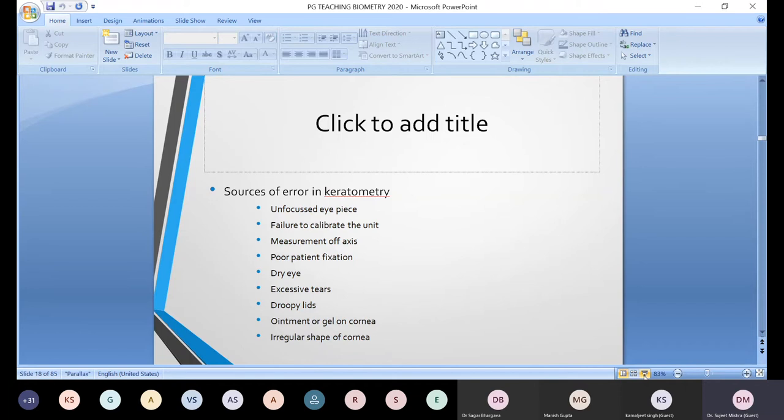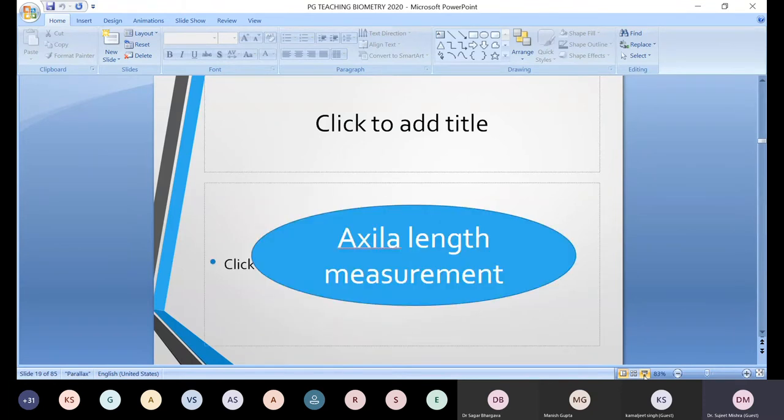Then there are many sources of error that may creep into the system, like an unfocused eyepiece, as I told you, dry eye, poor fixation, excessive tears, droopy lids, like that. So many factors are there, modifiable factors, which you should keep in mind.